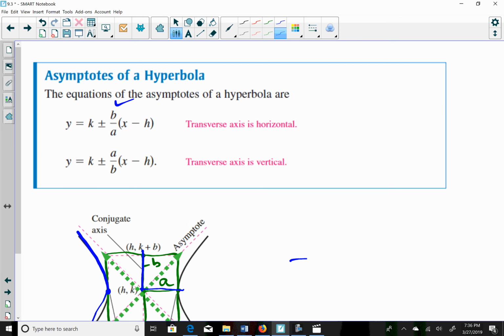If my branches went the other way, so I went like this and this, remember this would be my A, and then to form my box, this would be my B, so that's why your slope is A over B. Again, refer to the formula sheet if you have a question. So let's actually try graphing one.